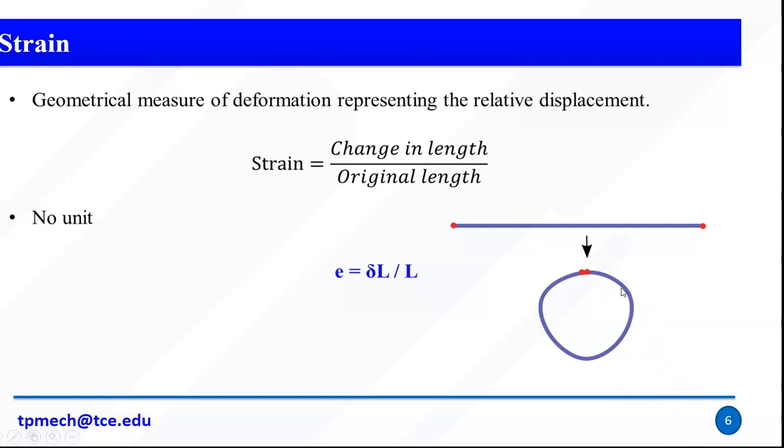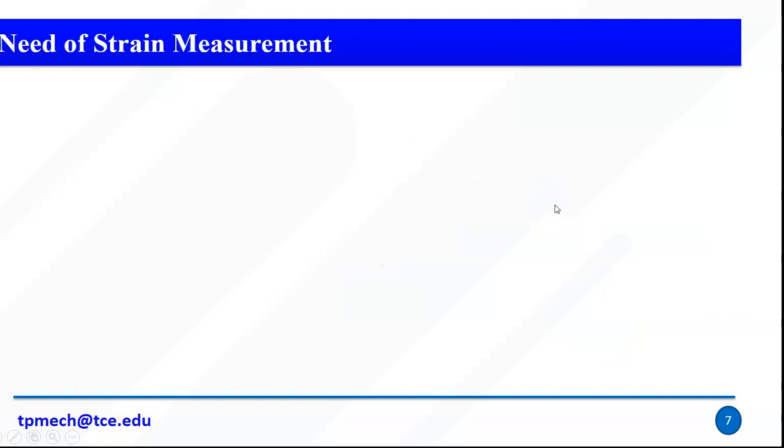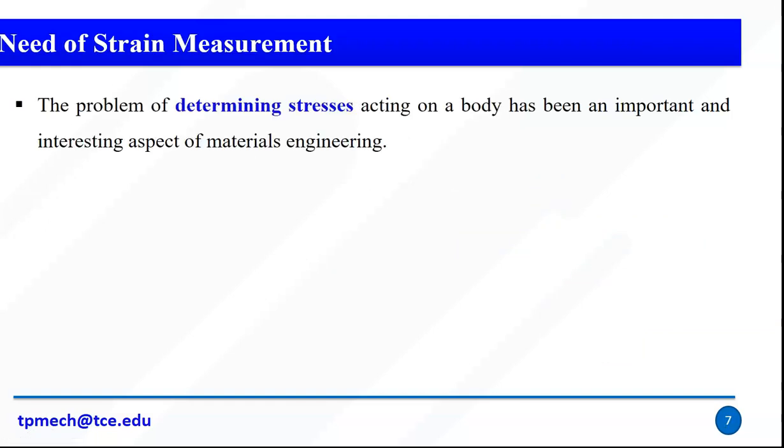Why do we need strain measurements? The main reason is that determining the stress acting on a body has been an important and interesting aspect of materials engineering. Stress determination is very important for material science, and it guides our material selection. For example, in our bike we have an IC engine, an internal combustion engine, and the engine parts are made of composite materials or some metal parts.